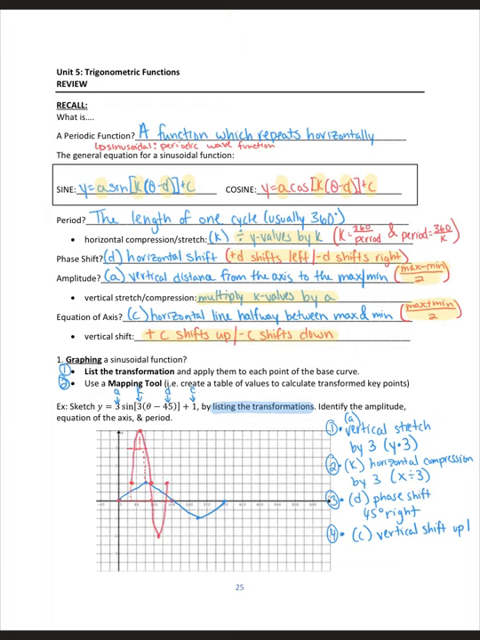Okay, so there are the key points transformed into the new function. We're going to identify our amplitude, our axis, and our period, and then maybe we can see if we can extend this graph for another cycle. So our amplitude is just the a value in my function, so our amplitude is 3. Our axis, remember, is going to be the c value in our function, so that happens at 1.